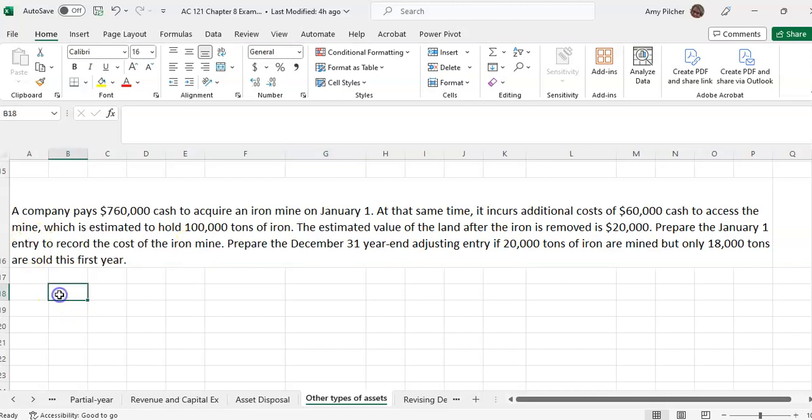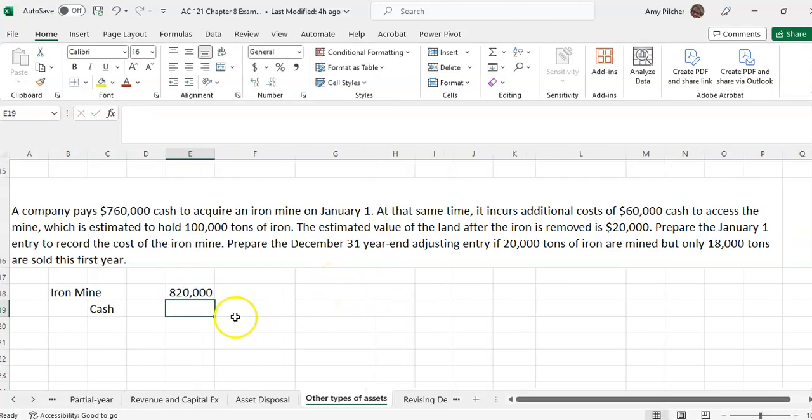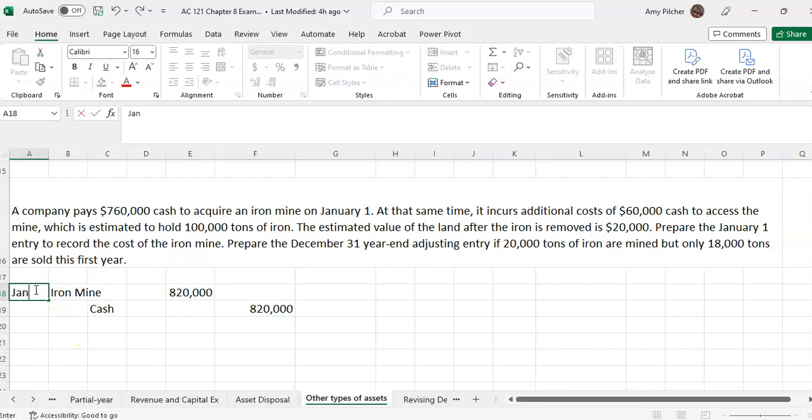So first we purchased the mine, and we paid cash for it. Okay, so we paid $760,000 cash, and then we had additional costs of $60,000. So the total cost of the mine was those two added together at $820,000. The second entry: that was January 1st when we bought the mine, and now we have December 31, where we have our accumulated depreciation.